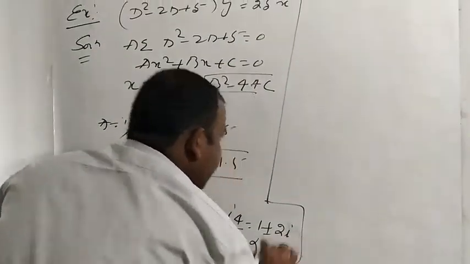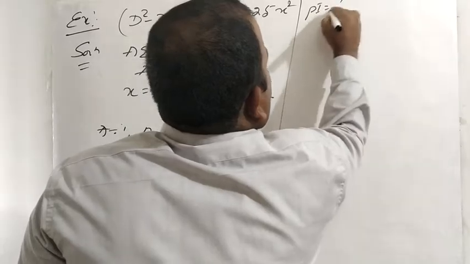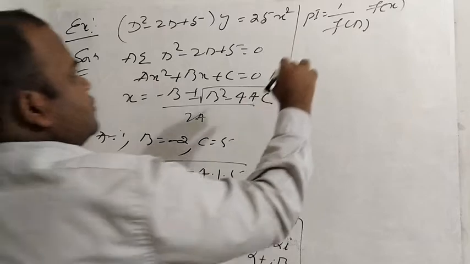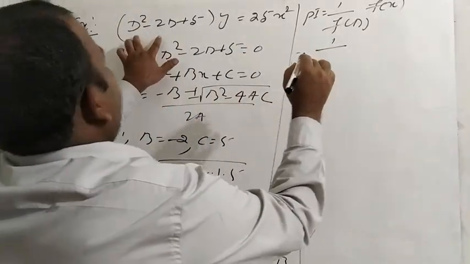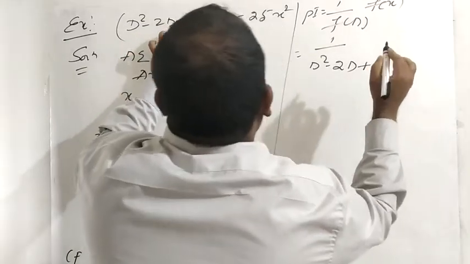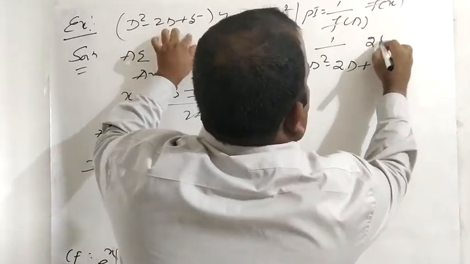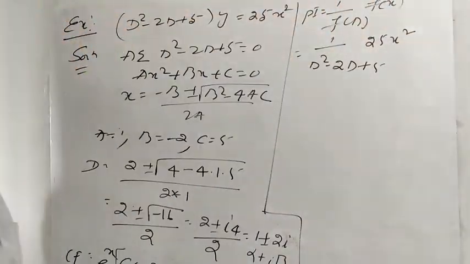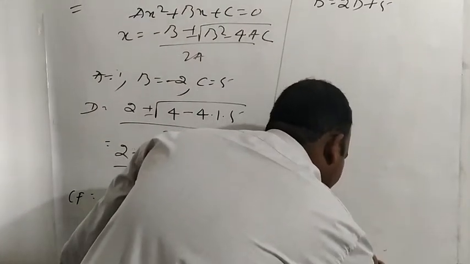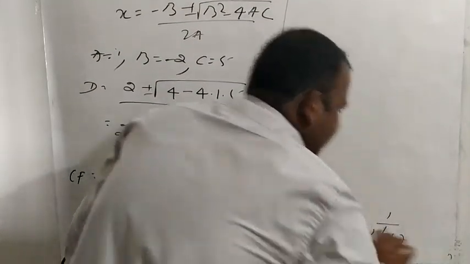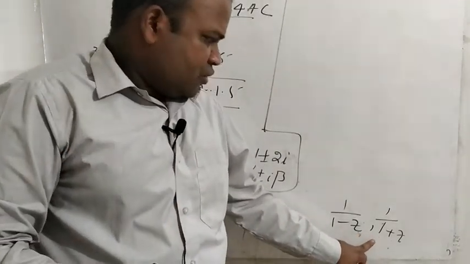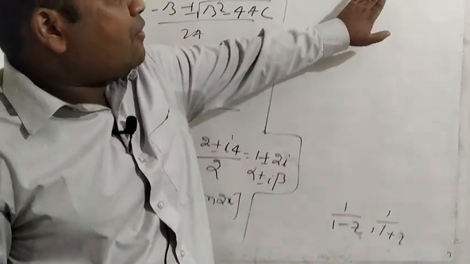Now we will find PI. PI equals 1 upon f of d into f of x. So this is 1 upon f of d, d square minus 2d plus 5, into 25x square. Because in case of type 3, you will arrange it in the form of 1 upon 1 minus z or 1 upon 1 plus z. Okay, so we need a 1. You need 1 to bring it in the form of 1.